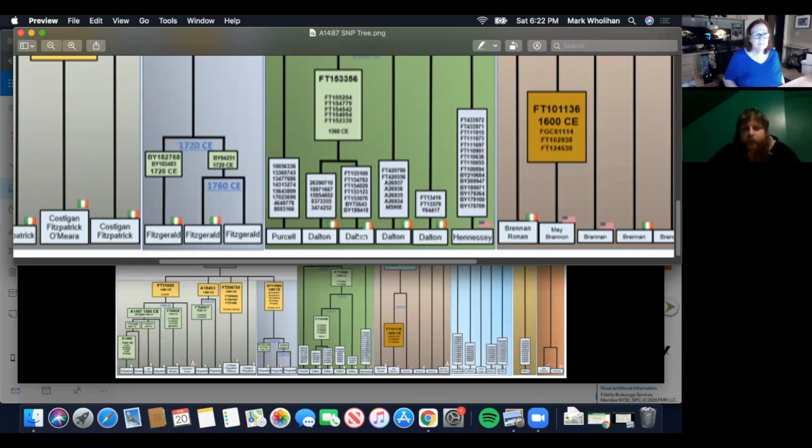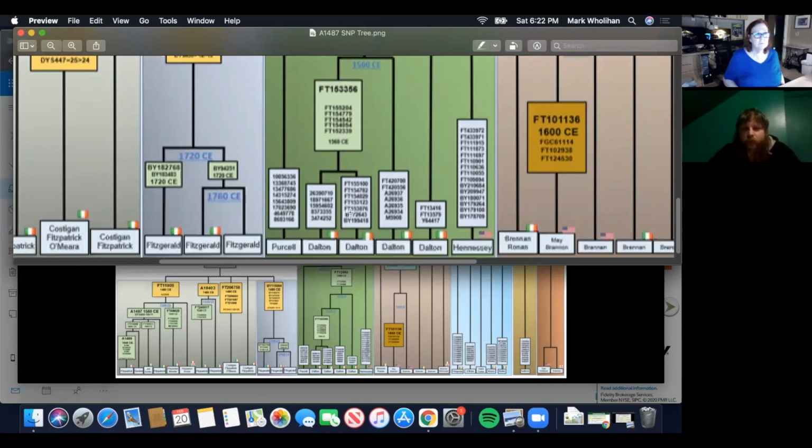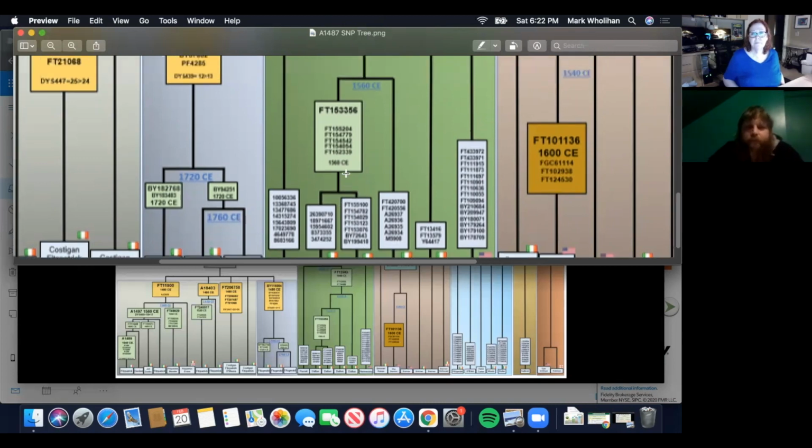And then this is probably Mark with a C, and this is probably Mark with a K, and this is probably Jay, because 153356 is only you and Mark with a C. I can't read what that says. I think it says about 1500 CE. Well, up above it says 1560.